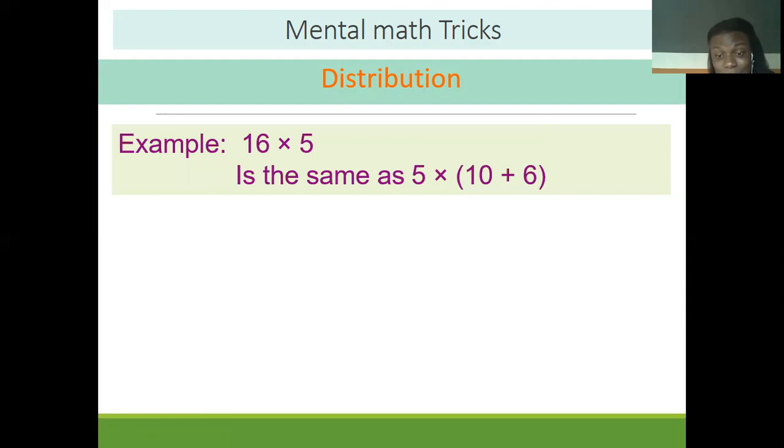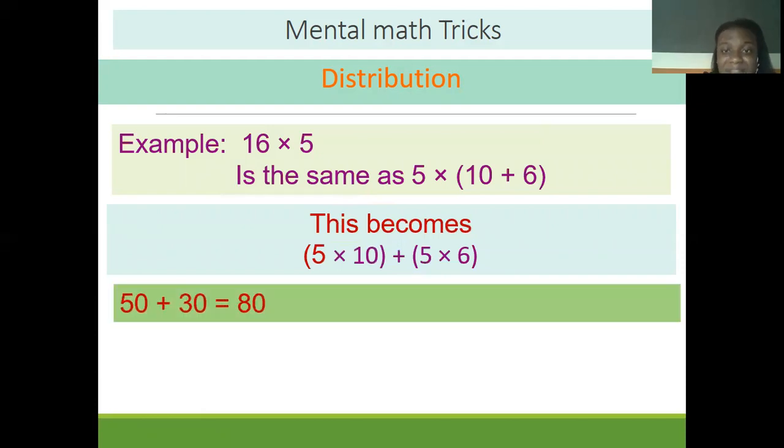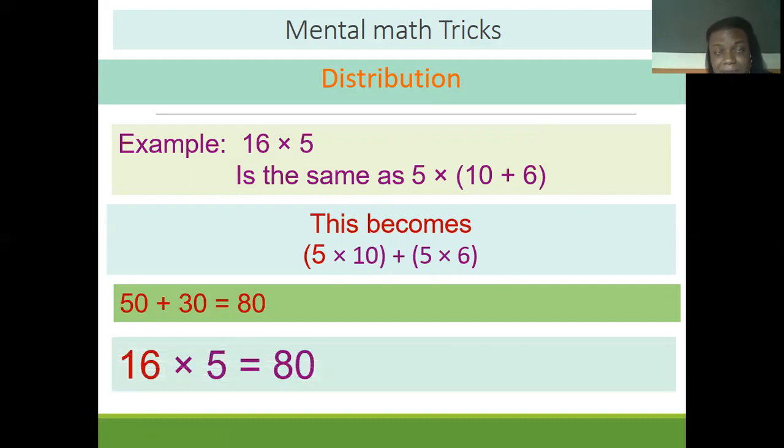I made sure 10 was one of my parts because 10 is a round number. You can also do that when you're doing your splitting. Try to split out a round number from that big number. So here we have 5 times (10 plus 6). 5 times 10, of course, is 50. And 5 times 6, of course, is 30. So that gives us 80. Now we know that, of course, 16 times 5 is 80.